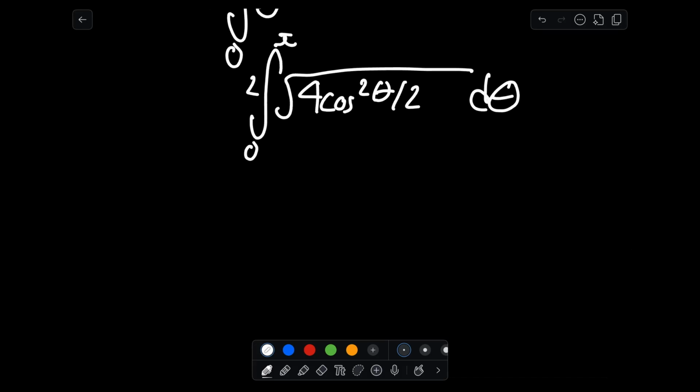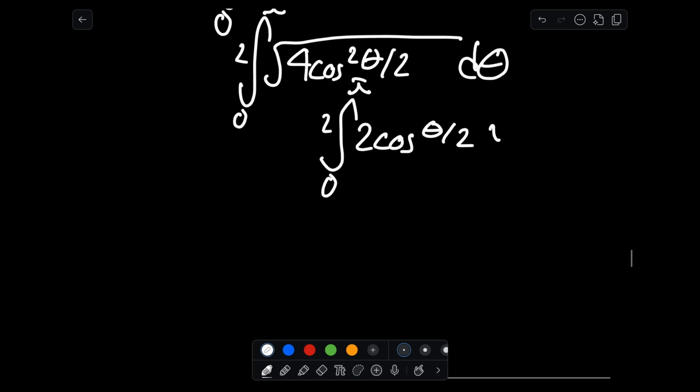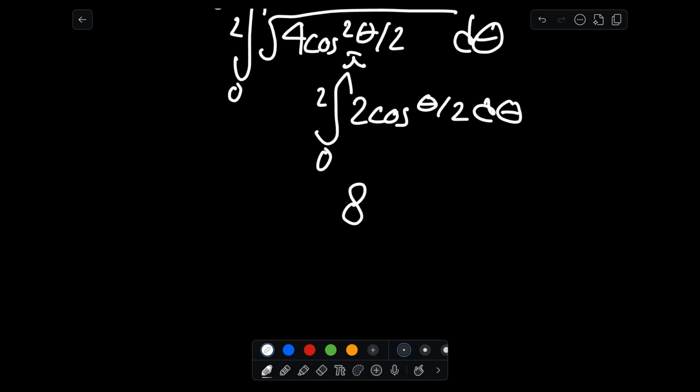And this is going to become 2 cosine theta over 2. This is going to become 8 on the outside, because it's going to be 2 times 2, u equals theta over 2, 2 du equals d theta. I just did the u stuff in my head, makes my life easier. Keep on saying that throughout this video, man. It's going to be 8 sine of theta over 2 from 0 to pi.